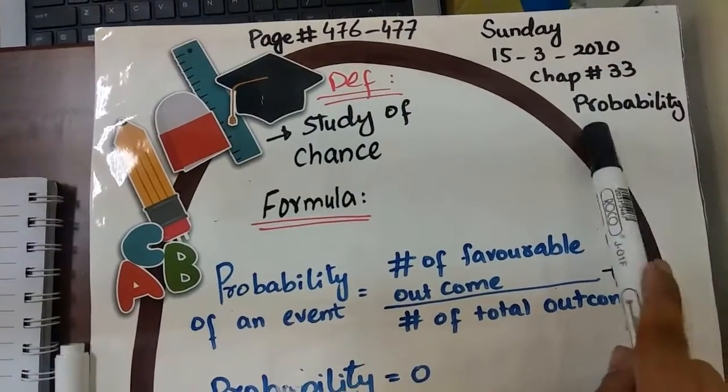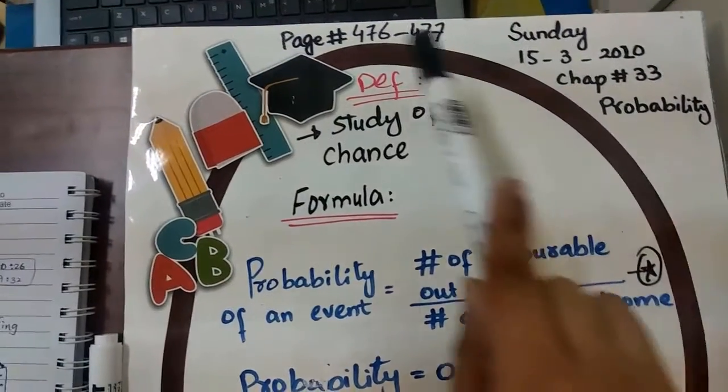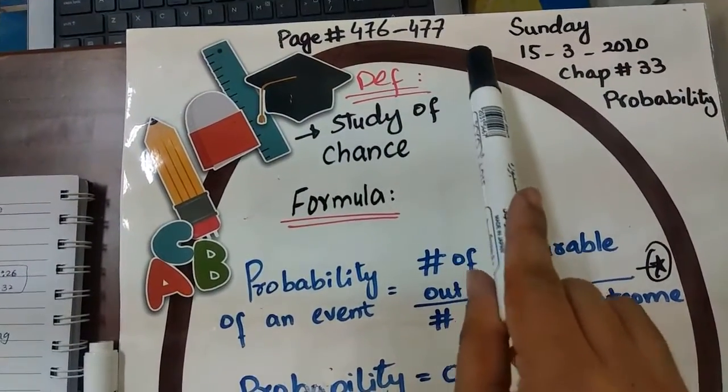Today we are going to start chapter number 33, probability. Open up page number 476.